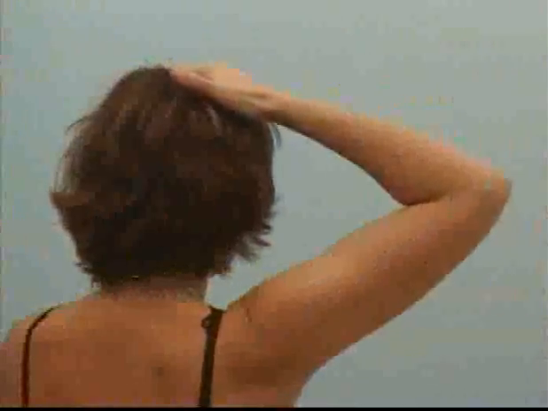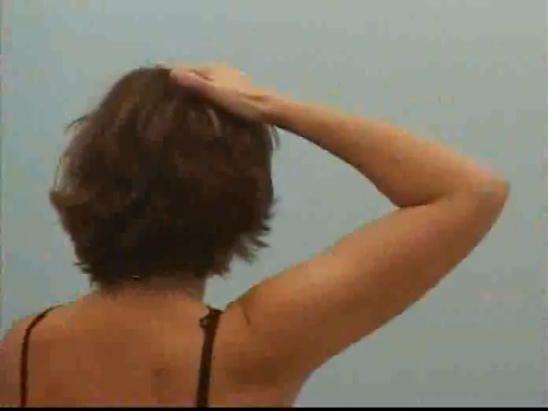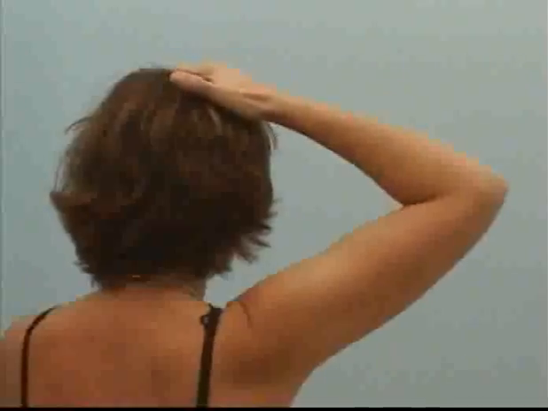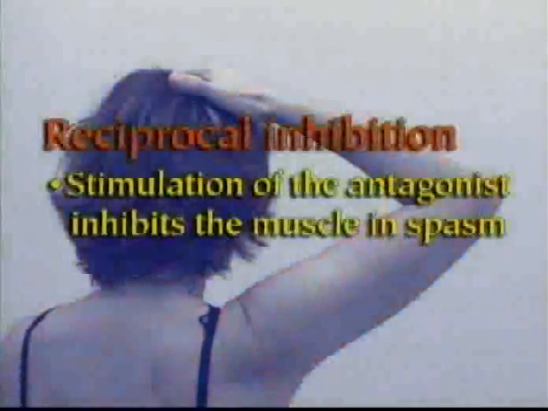Alternatively, we make use of not constant but repetitive slight pressure. In this case, the patient is told to push his hand down on his head rhythmically. Using the reciprocal inhibition method, we stimulate antagonists of the muscle in spasm.